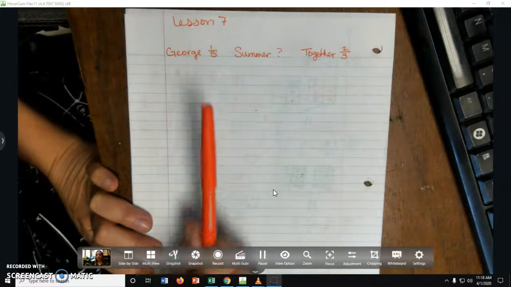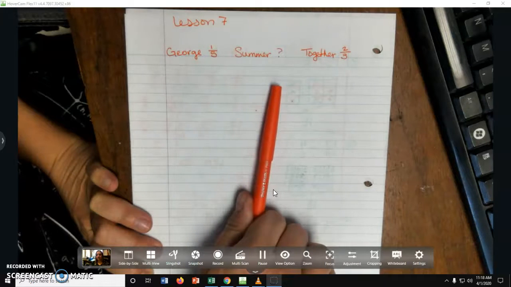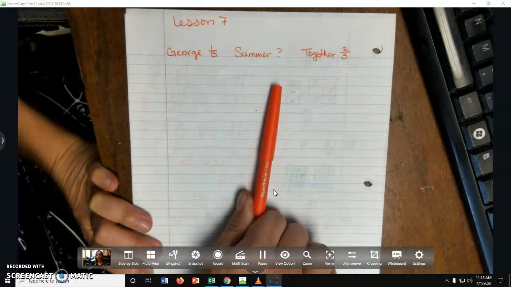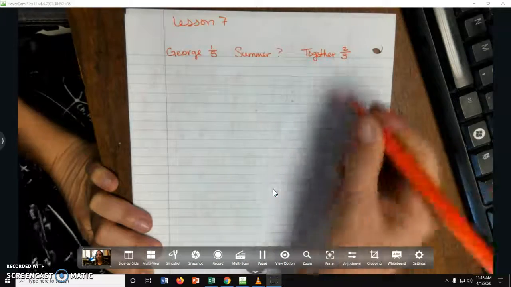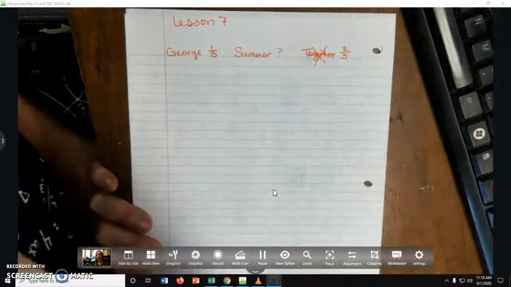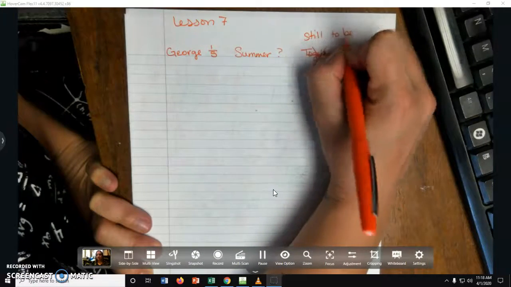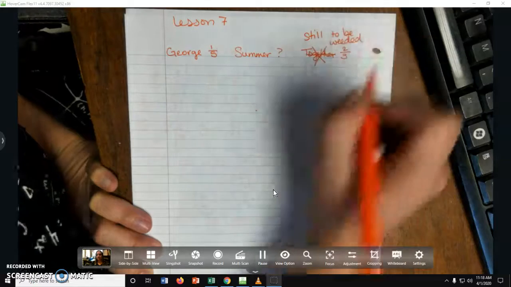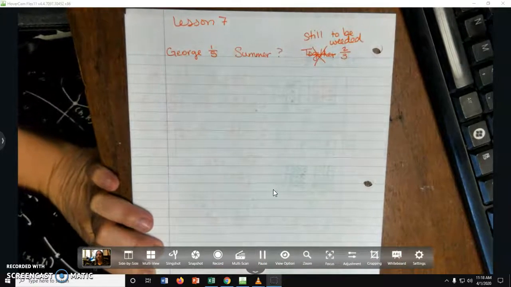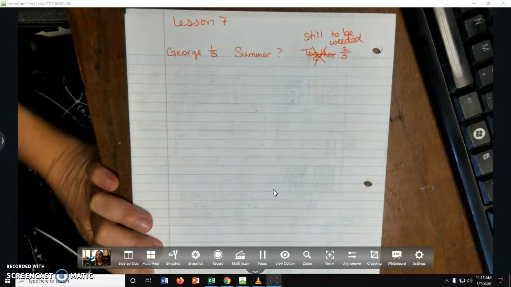Problem number 1 says George weeded 1/5 of the garden and Summer weeded some too. When they were finished, they had 2/3 of the garden. So this is wrong, I apologize. 2/3 of the garden still needed to be weeded. What fraction of the garden did Summer weed?